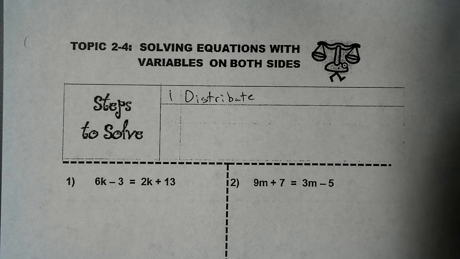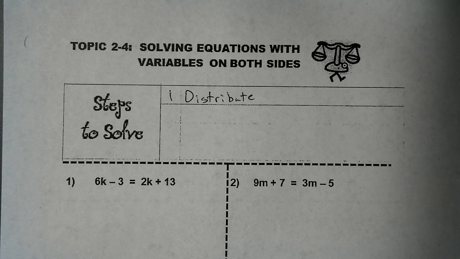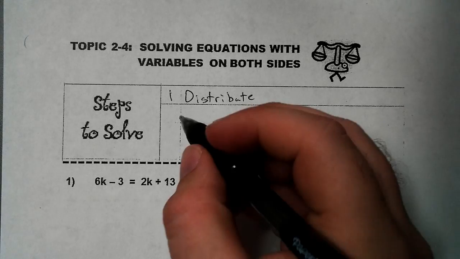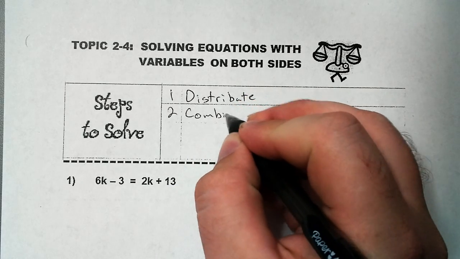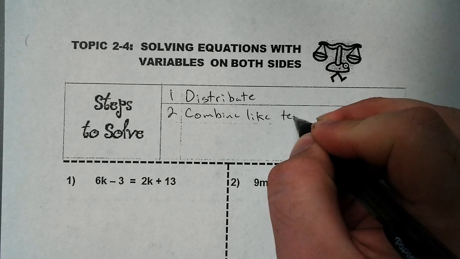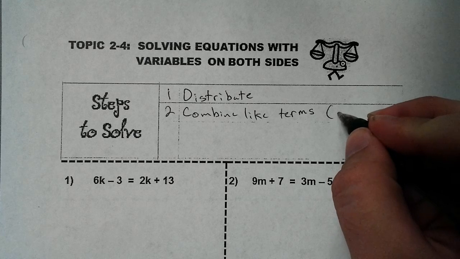So, if you have a number touching parentheses, you're going to multiply it by everything inside and rewrite the problem. The next step is still the same. Number 2, you're going to combine like terms. Now remember, when you're combining like terms, you can only add them or subtract them if they're on the same side.